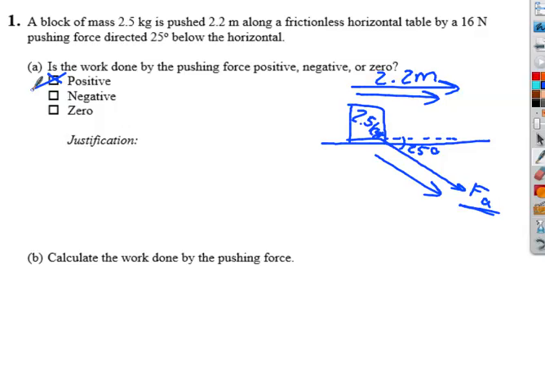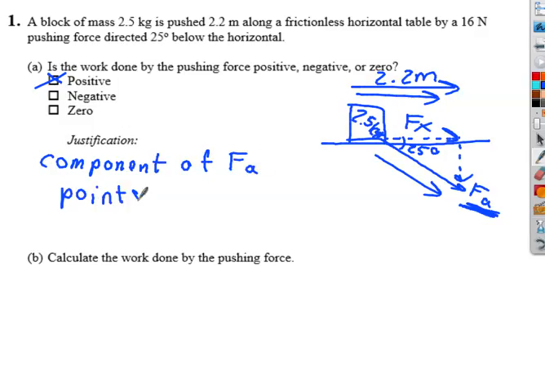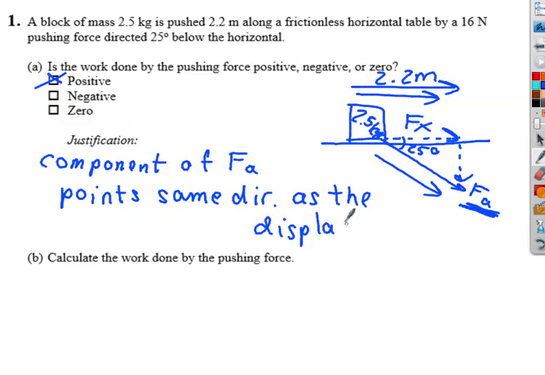And the justification for that would be, it's not the whole F_A that's pointing in the direction of motion, but it's going to be a component of that force. And so that would be our justification: a component of F_A points in the same direction of motion as the displacement. So that would mean it's a positive work being done.